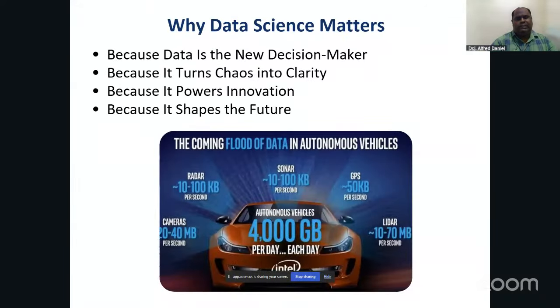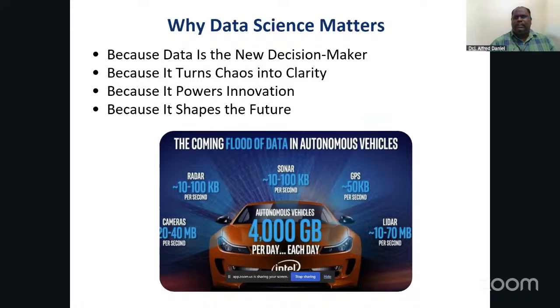Fine. So why does data science matter? We are aware of the significance of data in today's progression. Data is a new decision maker. We are aware that tons and petabytes of data are being generated every single second. As this example shows, a single autonomous car generates 40,000 GB of data each day, where its cameras, LiDAR, GPS, and radar produce at least 100 KB of data per second. So this is the amount of data which we are working on as of now.